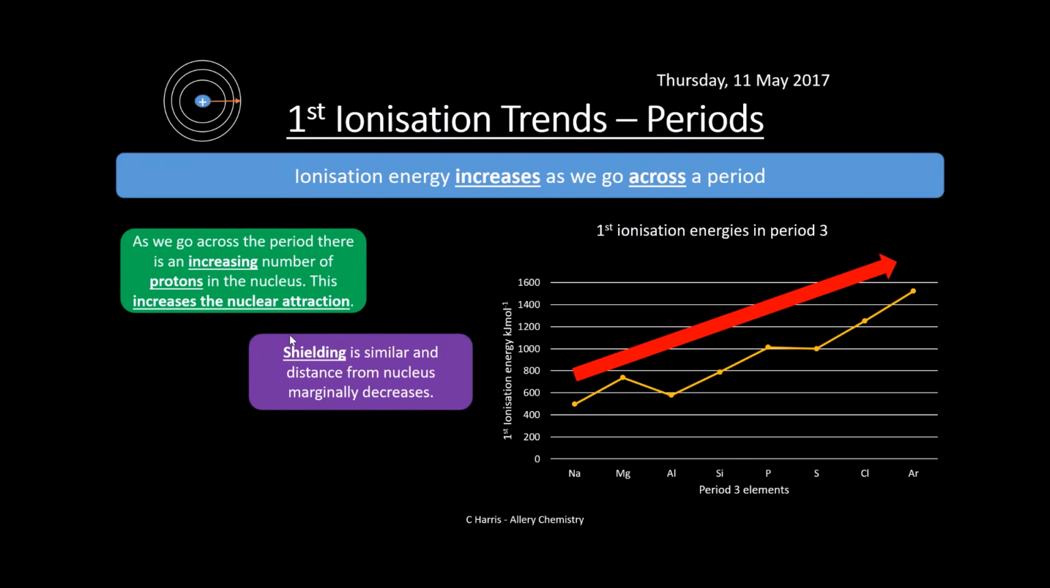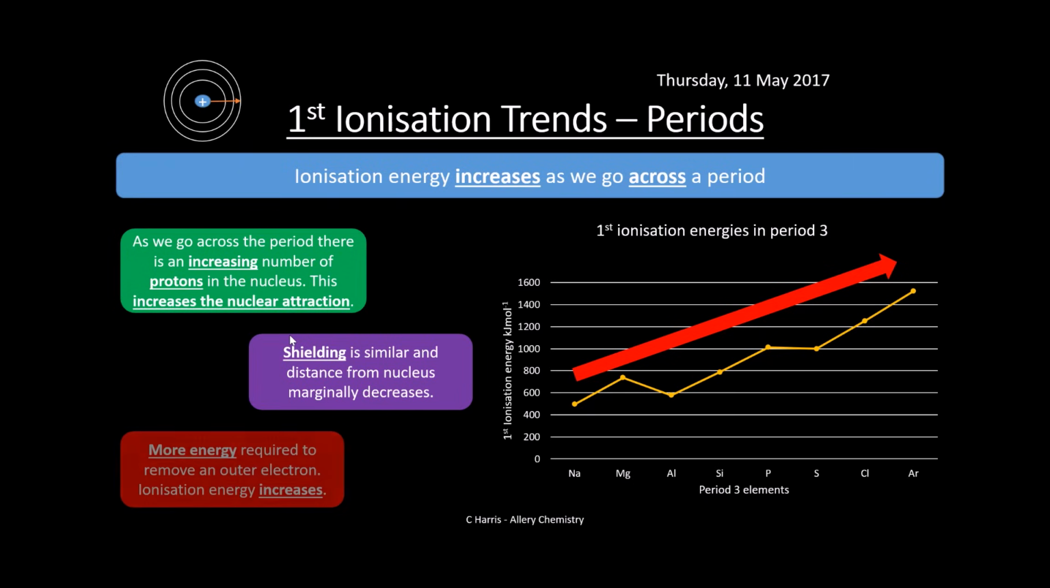Shielding is similar. Always talk about shielding. Very similar. And the distance from the nucleus actually marginally decreases. It becomes a little bit more difficult to remove that electron, but the shielding is pretty much the same or similar. More energy is required to remove that outer electron, and the ionization energy increases generally as we go across a period. So that's the general trend. But you see, we've got these 2 exceptions, particularly here at aluminium and sulfur. We're going to have a look at them as well.